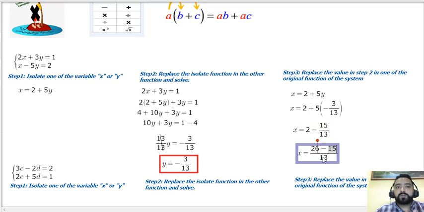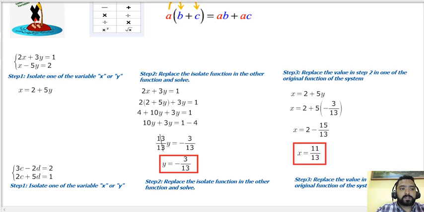If you don't know how to add and subtract fractions, you can see the video in the description, okay? So 26 minus 15 gives us 11. So it's going to be 11 over 13. And that's the value for x.